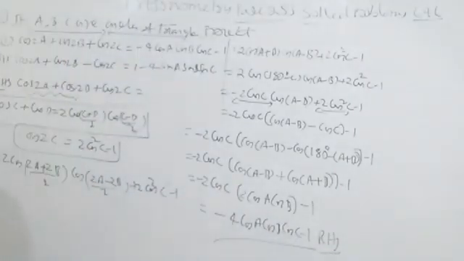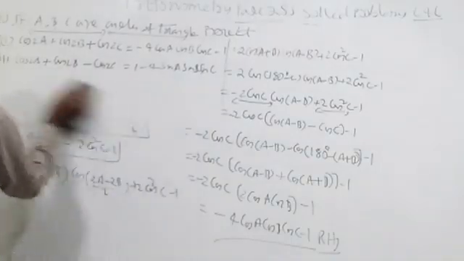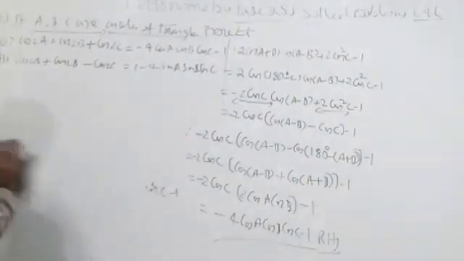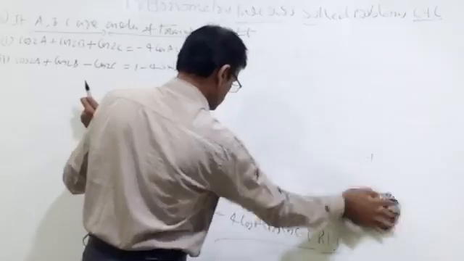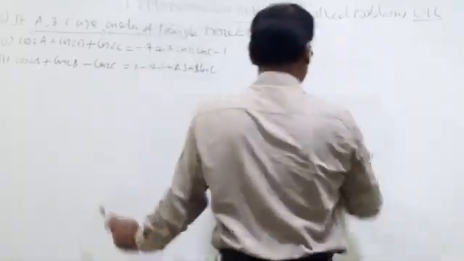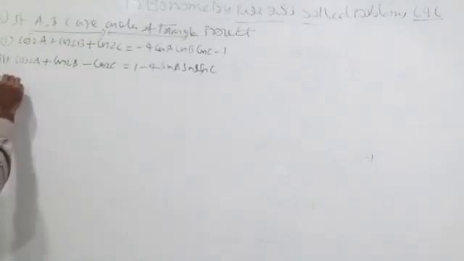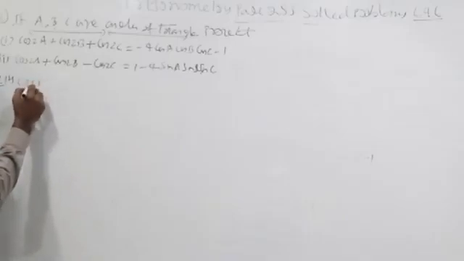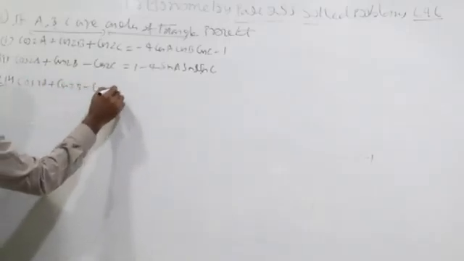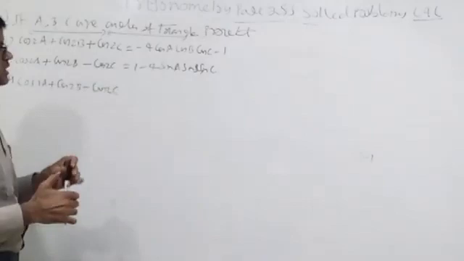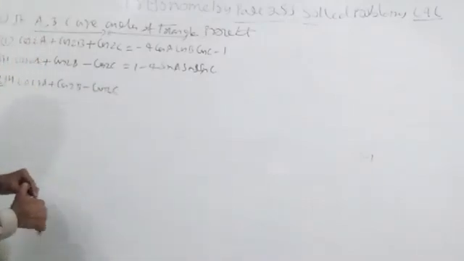Now let us discuss the second sum. Second sum LHS: cos 2A plus cos 2B plus cos 2C. He is mentioning the RHS as 1 minus 4 sin A sin B sin C, 1 plus he has given.